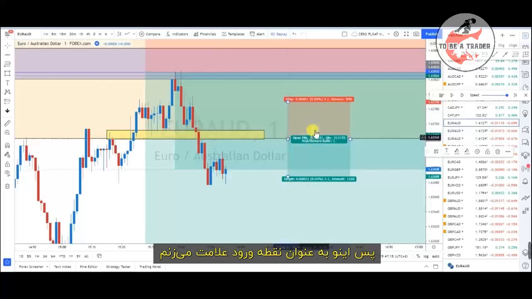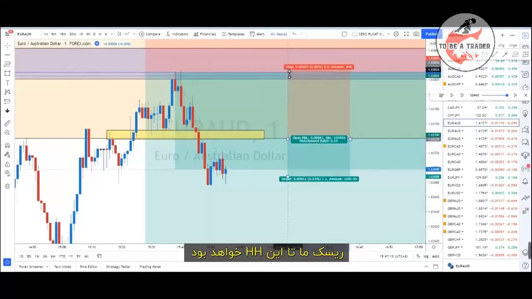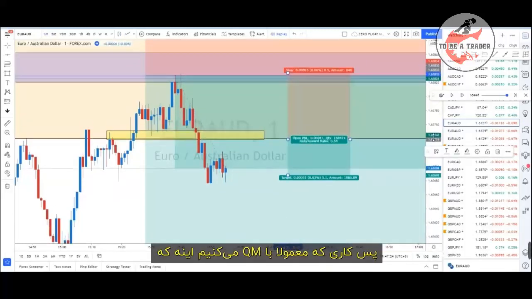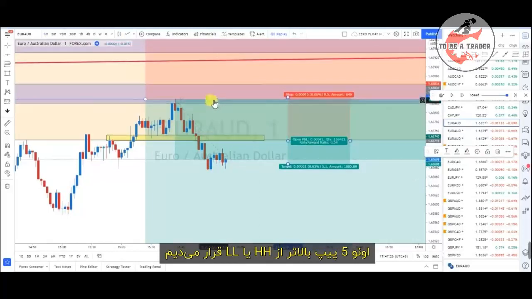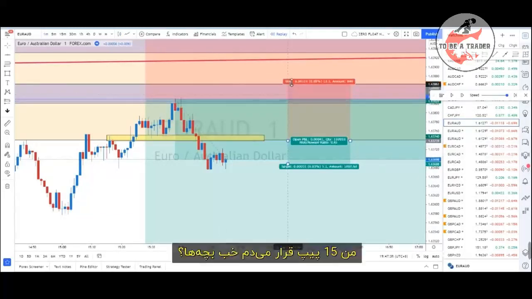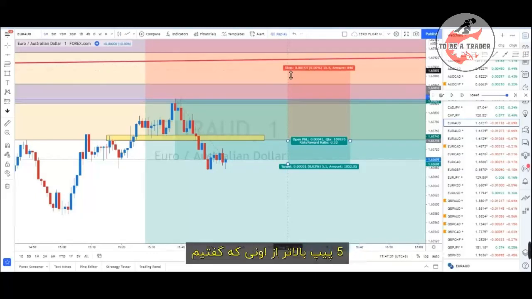Next. Okay. So the risk up to this higher high. Okay, guys. Higher high here. See, this is the higher high. So normally what we should do with QM is that we put 5 pips above the higher high or the lower low. The higher high or the lower low is the head of the QM. So this is about 10 pips. I'm going to put 15 pips. Okay, guys? 5 pips above.